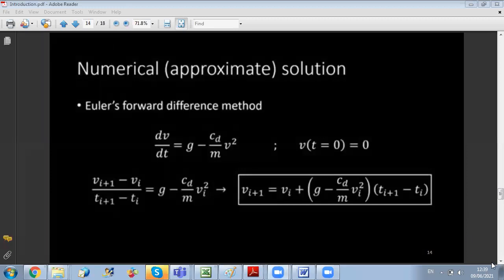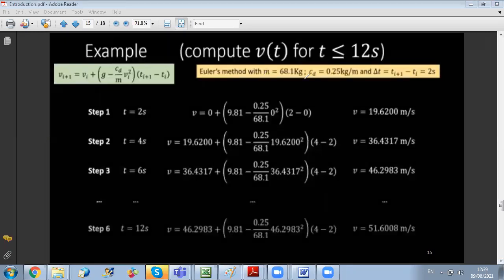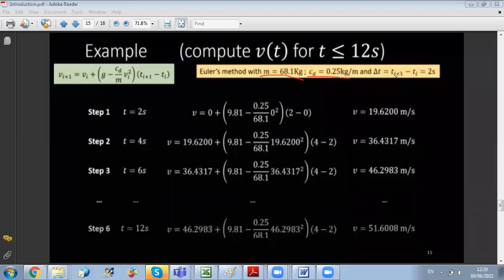step, okay? So let us consider the following given. If they gave us the mass of the person, the drag coefficient, and they gave us delta t, we can use the numerical equation to assess the velocity at certain time points. Okay, so this is called a discrete solution. Why? Because when we use this method, we will just be able to assess the value of the velocity at certain points. So we will get a discrete solution for the velocity v.